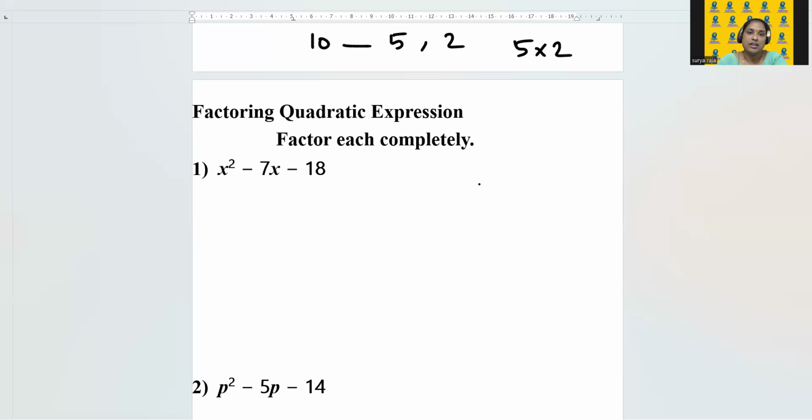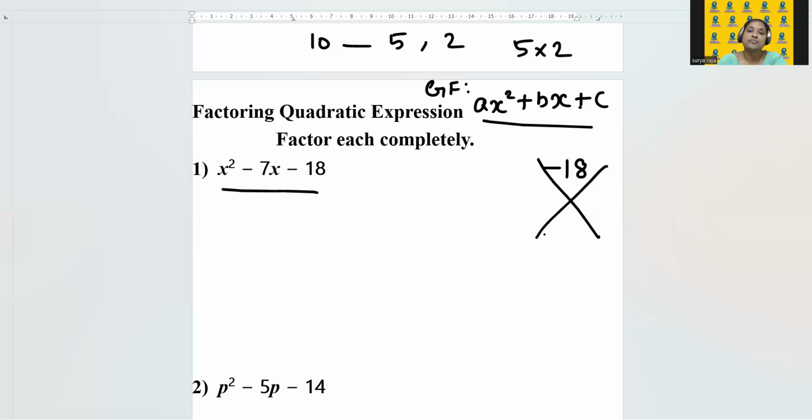Okay, how? See, we have x square minus 7x minus 18. We have the general format of a quadratic expression as ax square plus bx plus c. Coefficient of x squared is a. Coefficient of x is b. And c is the constant. We should compare this general format with the given expression. As you can see, the constant term is minus 18. And I'm going to factor it.